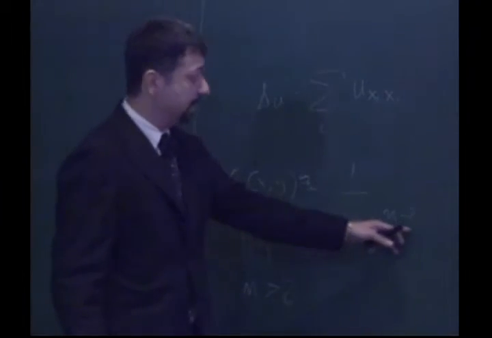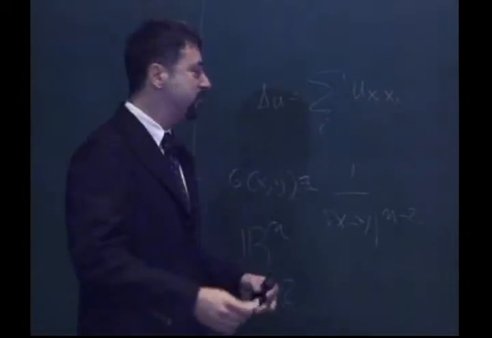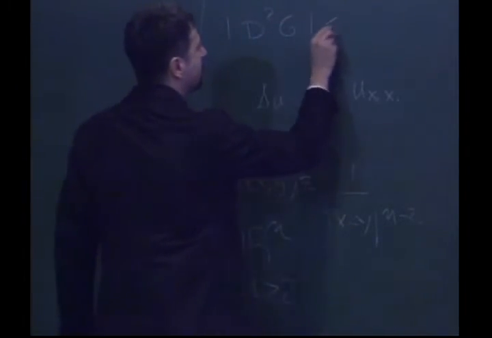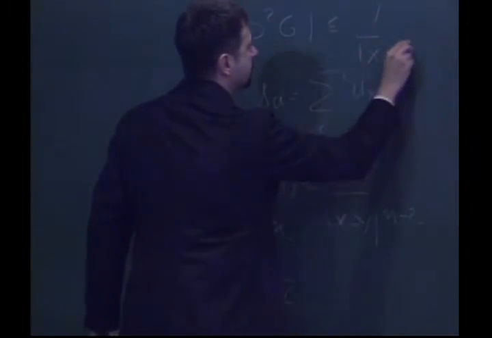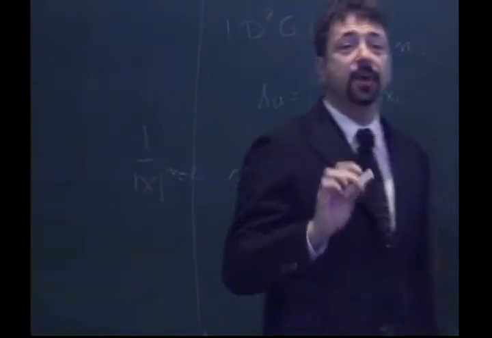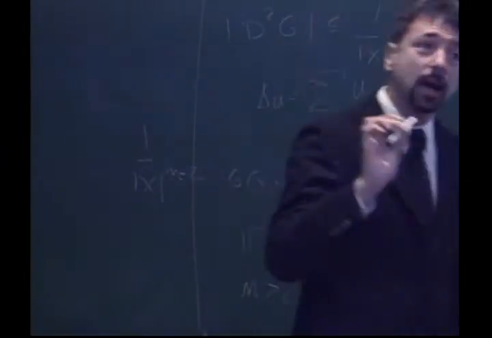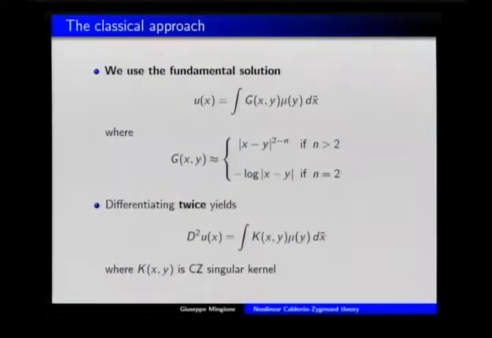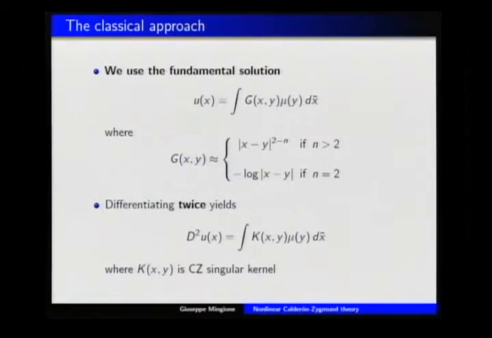But now, what happens when you differentiate twice? When you differentiate twice, of course, you can bound the second derivatives by something like this. And this is very bad, because the right-hand side is now not integrable anymore, you see? But now, the twist in the Calderon-Zygmund theory is that you do not want to get this rough estimate, because the second derivatives exhibit cancellations.